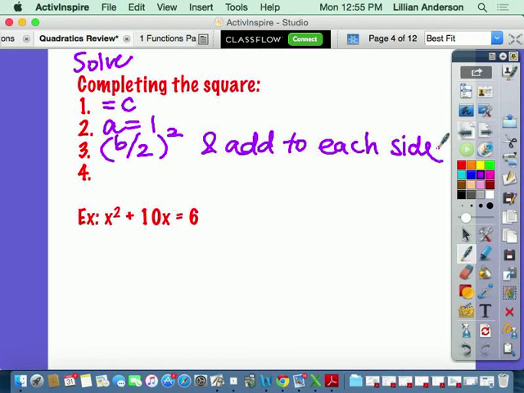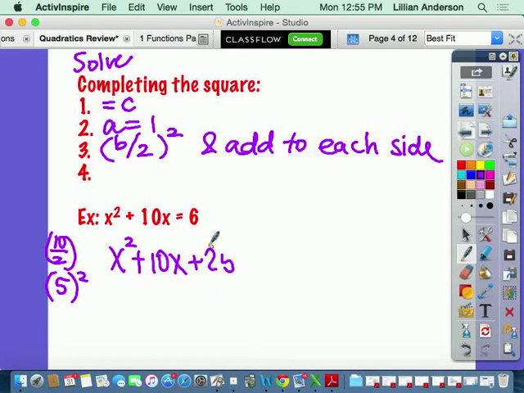Does it equal the constant? Yep. Is a 1? Yep. So we take half of b, which is 5, because b is 10. Then you square it, and then you add it to both sides. That was 25, and that's usually right here is where the square is.